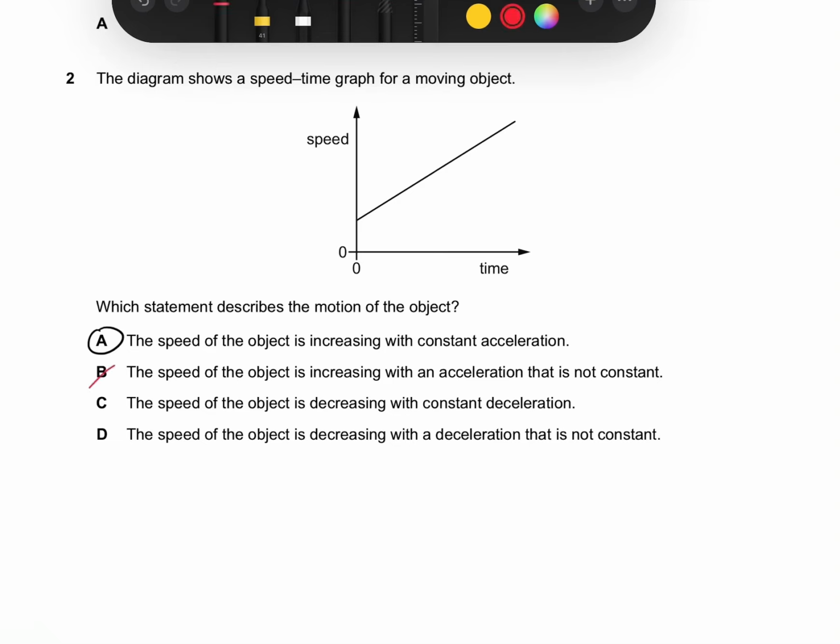C says it's decreasing with constant deceleration. That's definitely wrong because the line does not have a negative slope. And D is also wrong because it's not decreasing or with a deceleration, so these are also ruled out.